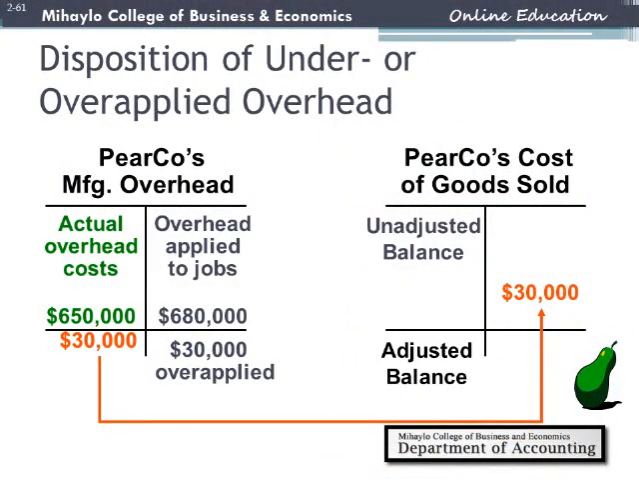Part 1. The simplest way to account for any remaining balance in the manufacturing overhead account is to close it out to cost of goods sold. Part 2. The journal entry, in T-account form, to close out Perco's $30,000 of overapplied overhead into cost of goods sold would be to debit manufacturing overhead and credit cost of goods sold.